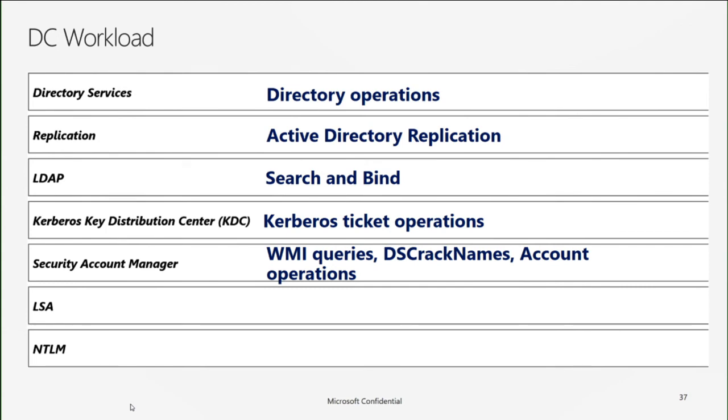We would see potentially performance issues in the SAM section. That's where your WMI queries, your DS crack name, account operations are done. And also in the LSA section, where we're doing SID to name and name to SID lookups.